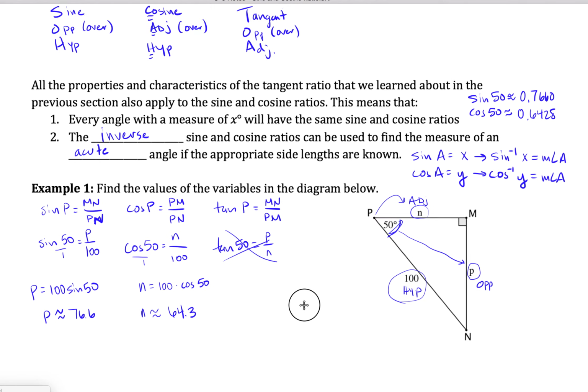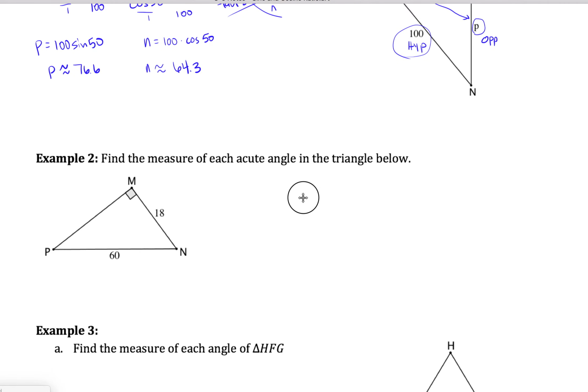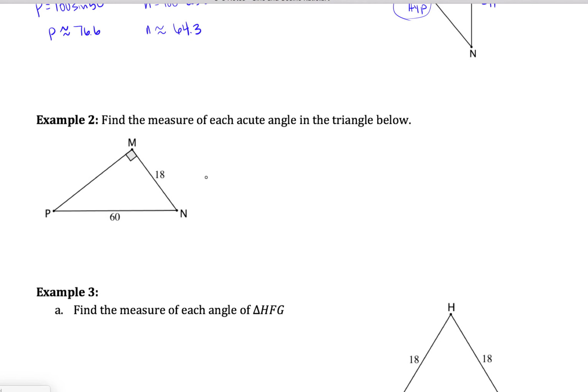Let's look at example 2 on your notes, and let's find the measure of each acute angle in this diagram. So in this diagram I have a right triangle and I know two of the sides, but I don't know anything about the angles. I can actually use the idea of SOHCAHTOA. I'm going to go ahead and write that out. I can use this idea of SOHCAHTOA to find the measure of angle P and the measure of angle N.